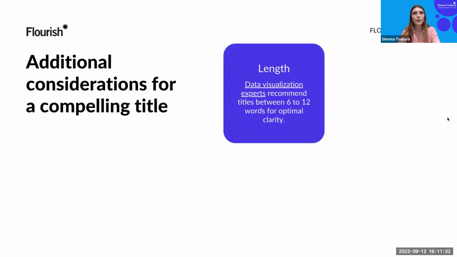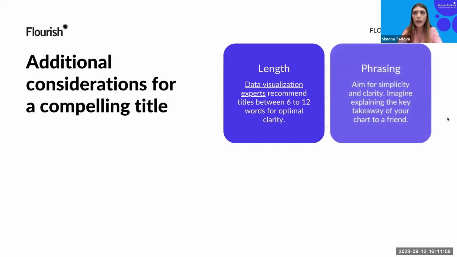Here are some additional considerations for a compelling title. When it comes to length, data visualization experts usually recommend titles between 6 to 12 words for optimal clarity, which is exactly what we saw in the previous example. The less important information should go into the footer or in the notes. Of course, there are exceptions to the rule, but this is the general practice.